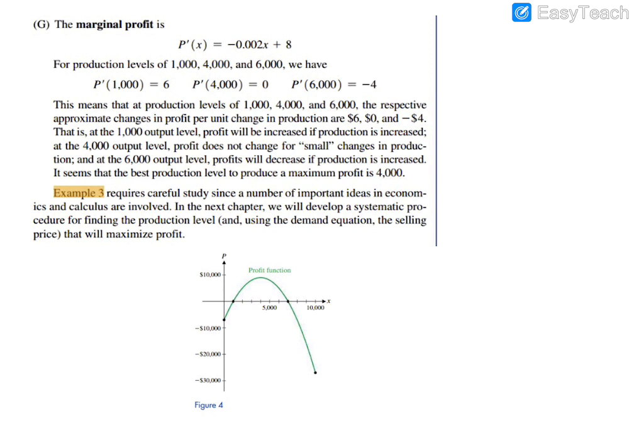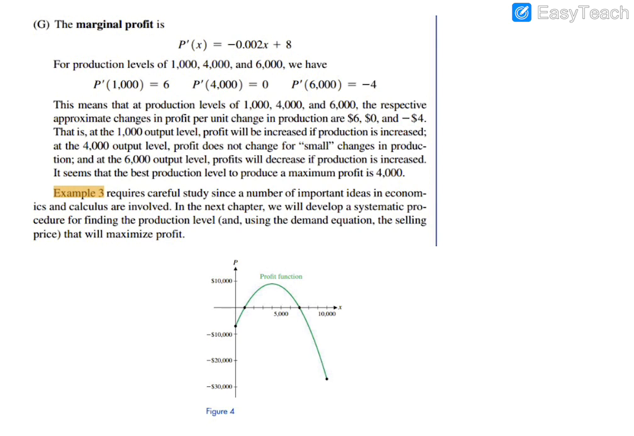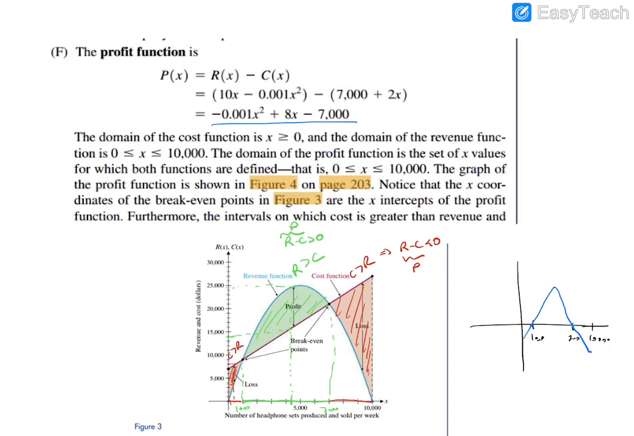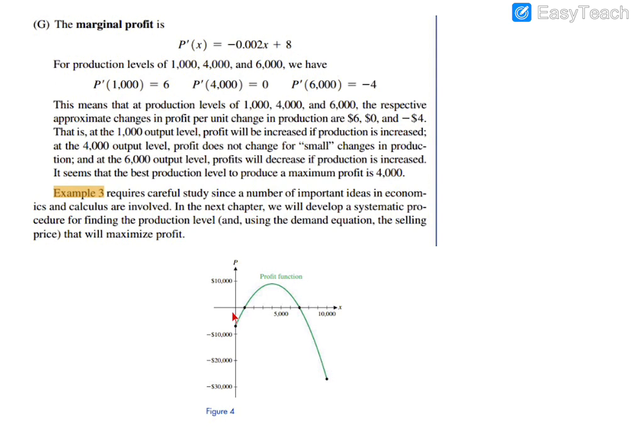But here I can say that for x equals 0, it starts from minus 7,000. So our graph will start at minus 7,000 here. And you can find the maximum value. And we know that these are the x-intercepts of the profit function. Because at that point, there is no profit. Okay, profit is 0. So this is the profit function graph, which is a quadratic function.